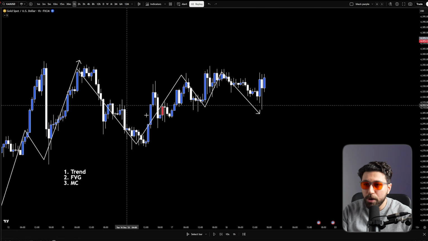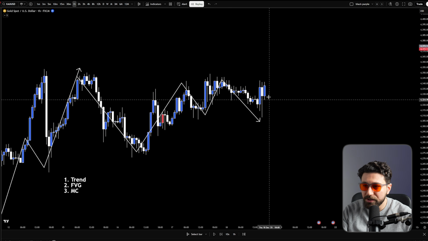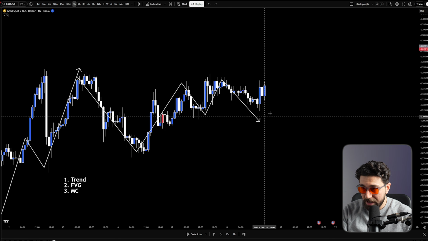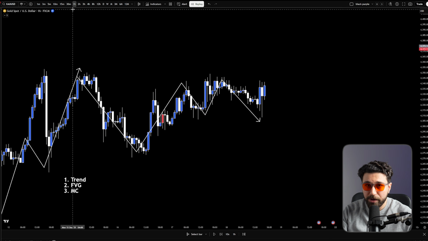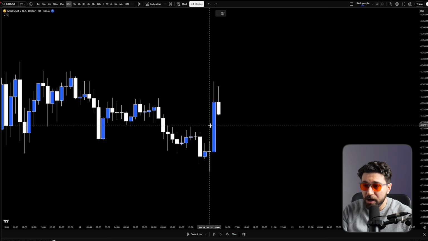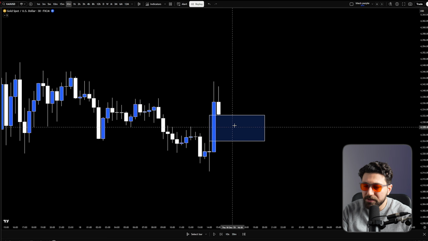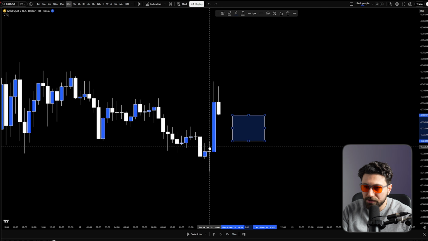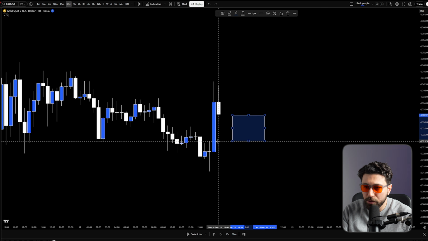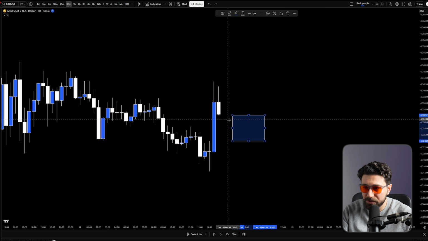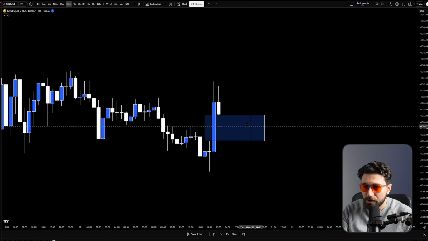So now I am on the 1 hour time frame. This is now the New York session. As you can see, we have no fair value gap right here. And now on the 30-minute, we do have a fair value gap. So what is a fair value gap? A fair value gap is this gap right here. As you can see, there is a gap between the high of this candle and the low of this candle. So this is a bullish fair value gap.